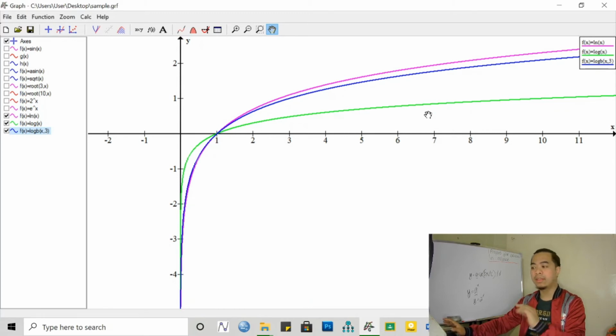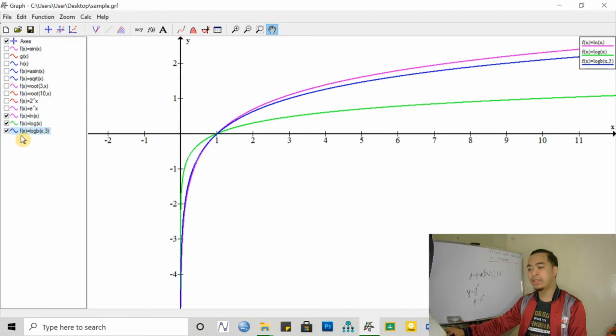Just to differentiate the three logarithmic functions, I hope you know your logarithms. Of course, the natural logarithm is just the same as this one, except that the base is set to the number, the constant e. So that's the natural logarithm.